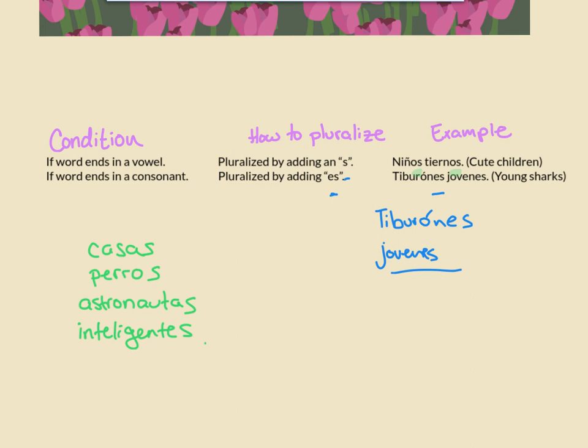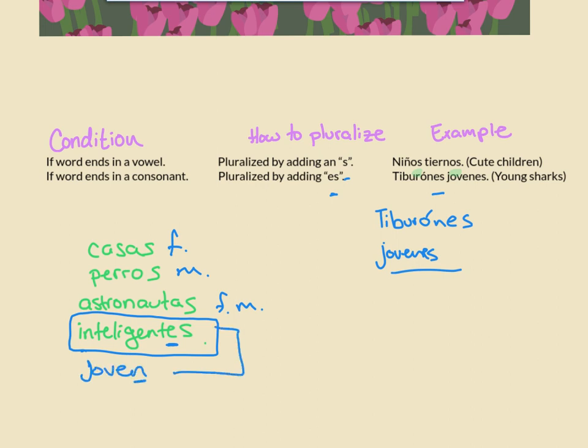Something else that I should mention before I forget again is that while all nouns have genders, so you have casas being feminine, perro being masculine, astronauts, well, that'll depend on the astronaut, whether they are female or male, you will have some adjectives where it doesn't vary according to gender. So for example, in the case of inteligente, you'll see that the singular form will actually end in an E. And if it ends in an E, or in the case of jóvenes, where it ends in an N, these two adjectives don't need to change to match gender. These can be used for either masculine or feminine nouns.